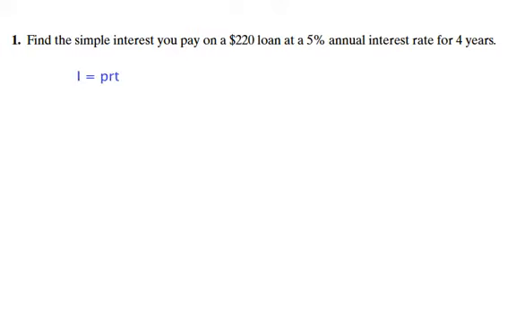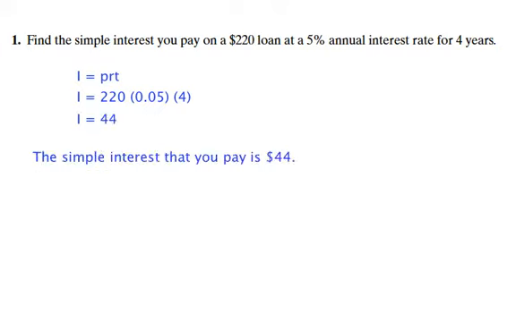When there are formulas involved, we always write the formula first. So write down the formula, I equals PRT. Then fill in the things we know. We know the principal is 220. The interest rate is 5%, so we write that as the decimal 0.05. And the time is 4 years. So to find the interest, we're going to take 220 times 0.05 times 4, which is 44. So the simple interest that you pay is $44.